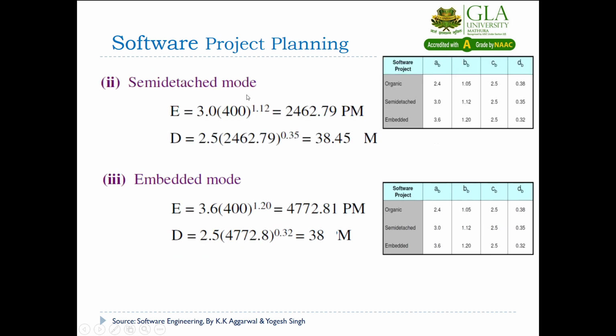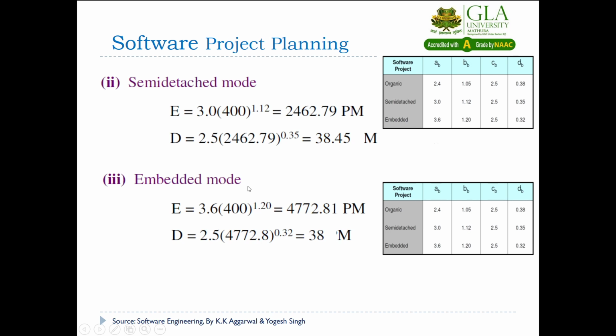Now we move to the semi-detached mode effort and development time computation. Again, the same number of lines of code you will utilize here. The values of A and B you will use from this table, 3.0 and 1.12, and then you will find out the effort. Then again, the values of C and D you will take from this one, and this effort you will put here, and you will compute the development time in months.